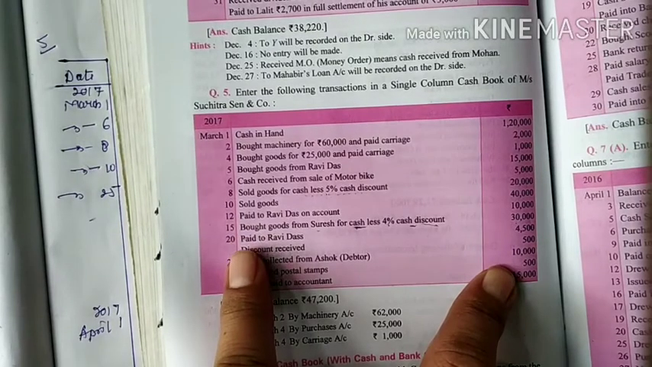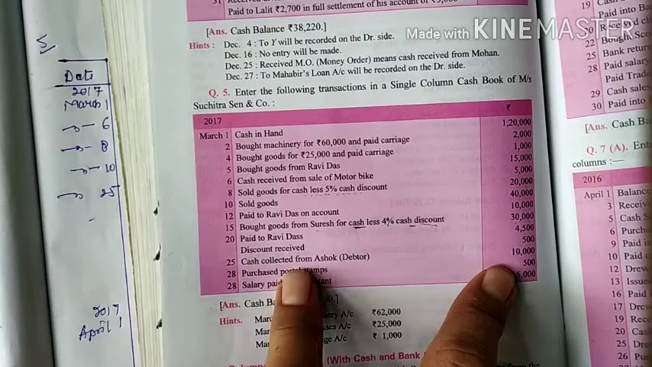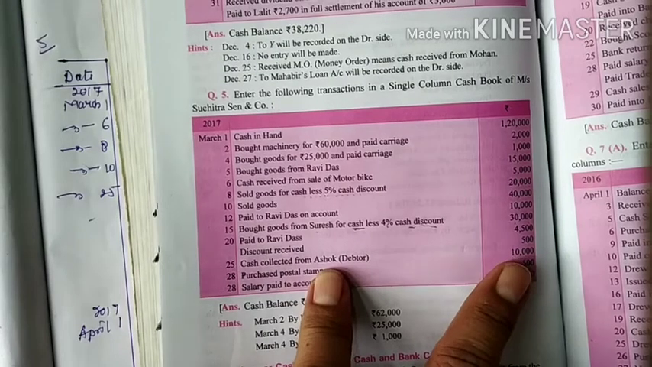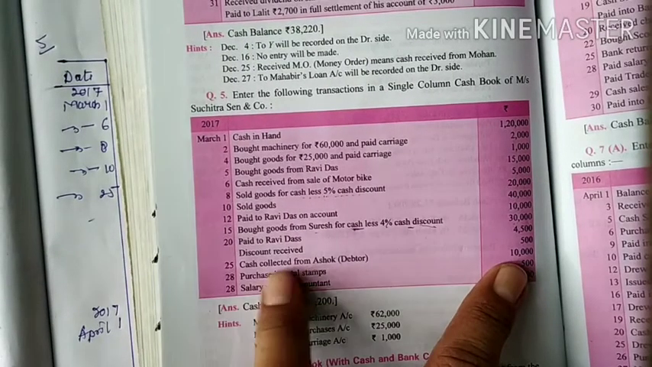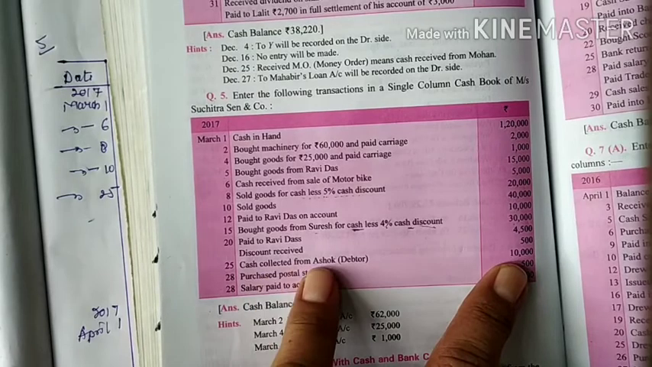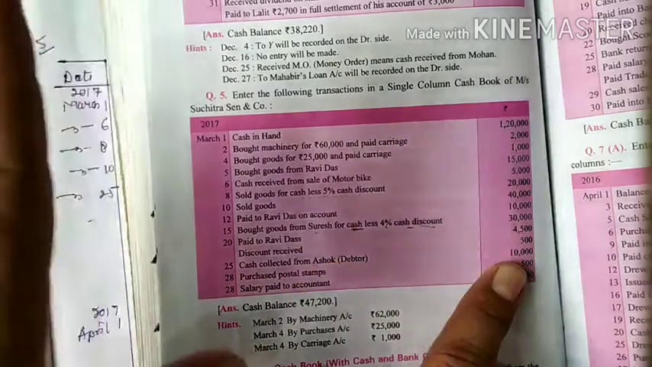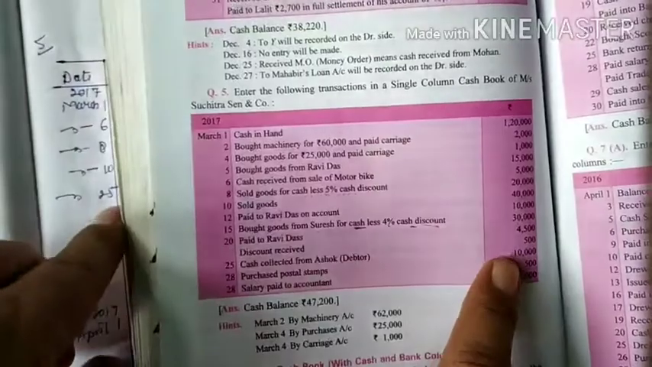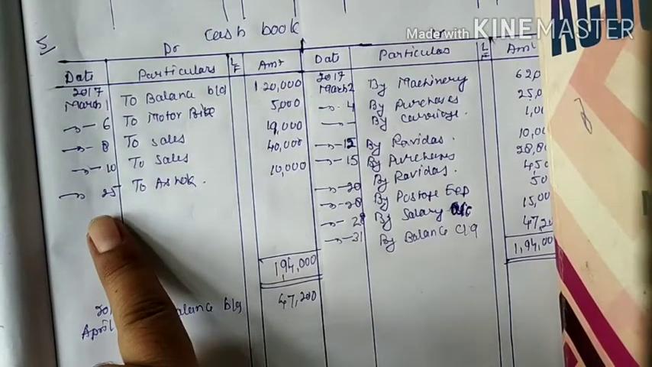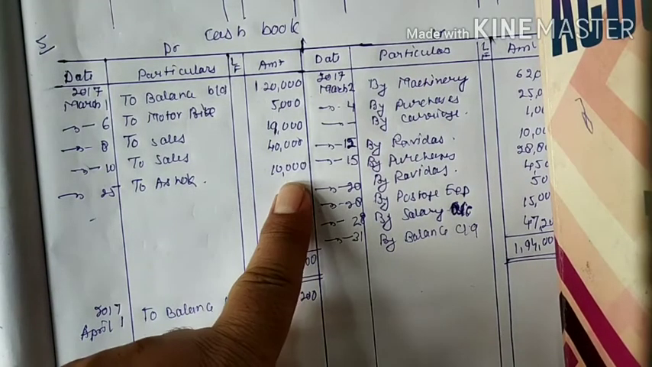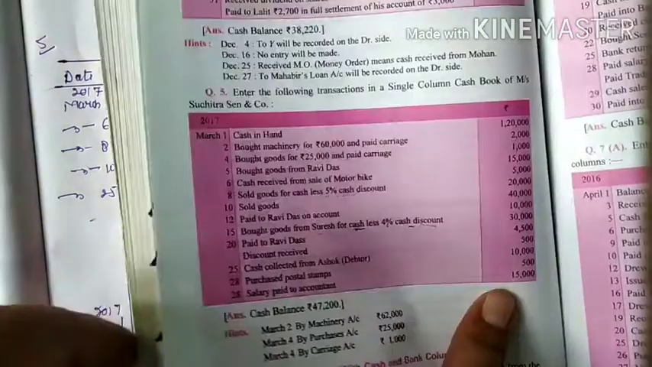Now come to the next one. Cash collected from Ashok, who is a debtor, 10,000 rupees on the 25th. So cash is received from Ashok, so it will be entered on the debit side here. How much? 10,000 rupees. So on this side we are entering, 25th to Ashok 10,000 rupees. Okay, it is there.